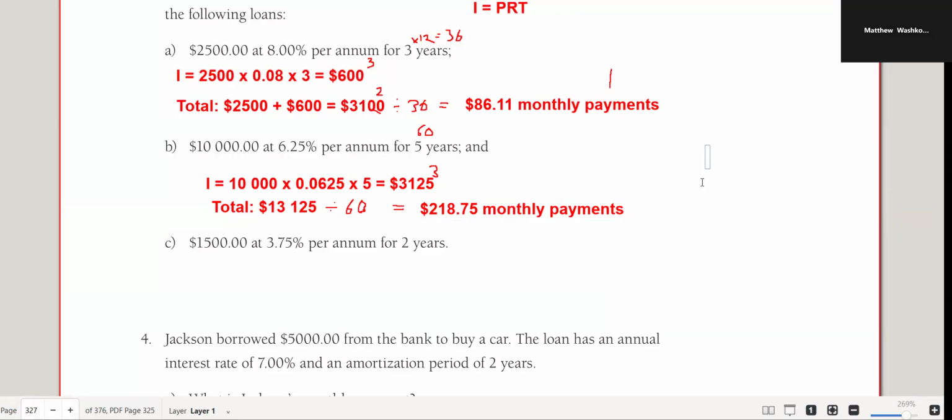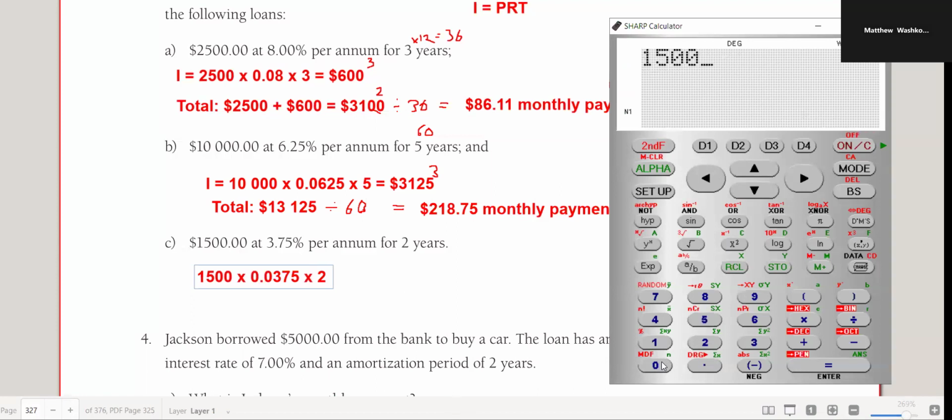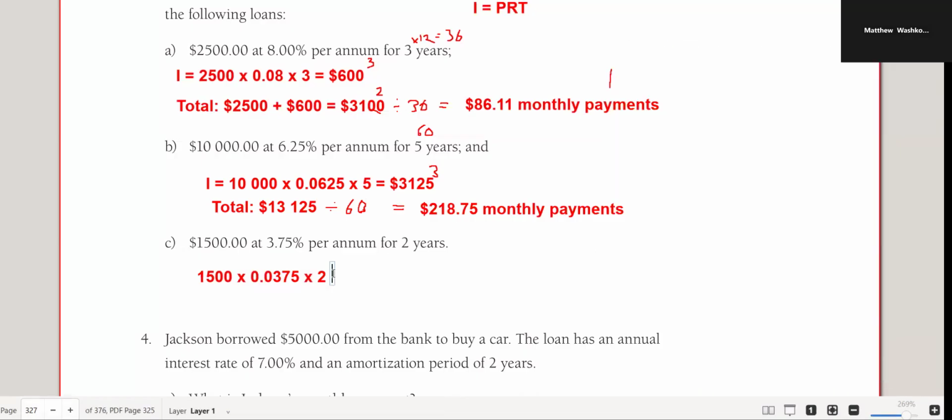I'm going to pause the video. You pause the video now, and I'll go over the answer. 3, 2, 1. So for this one, $1,500 times 0.0375. A very common mistake is people doing this. Nope, it's 0.0375 times 2 years. The interest is $112.50. That seems reasonable for an interest rate for this, sure.